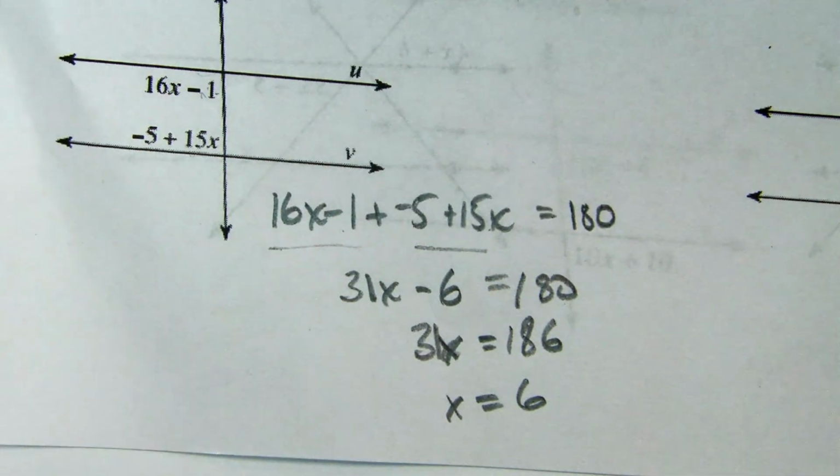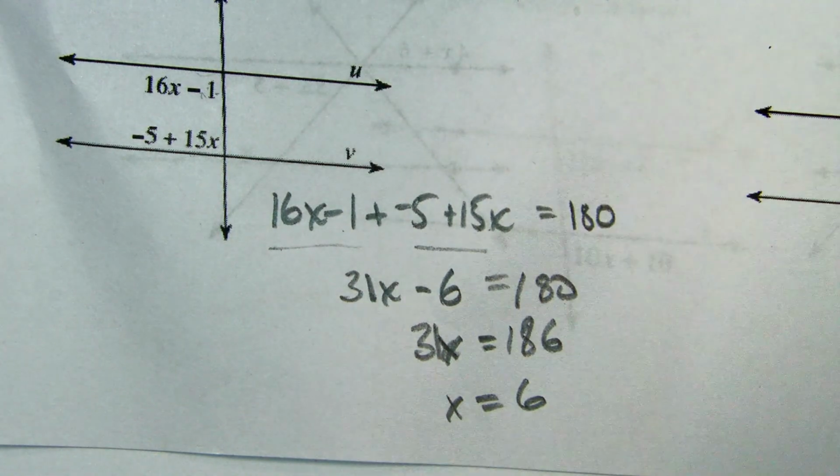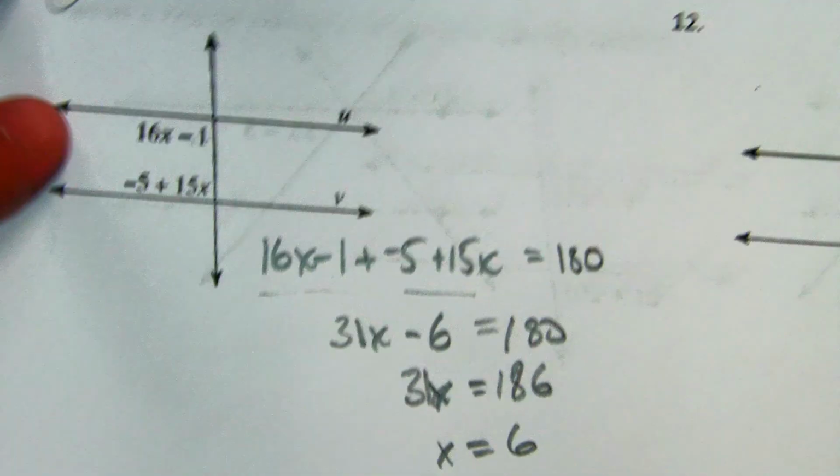So those are all different kinds of problems, but they're all working on the same basic idea. You need to figure out if you're dealing with 2 angles that are congruent or 2 angles that are supplementary. If they're congruent, you'll set them equal to each other. If they're supplementary, they're going to add up to 180.